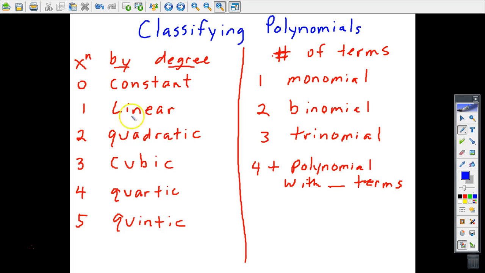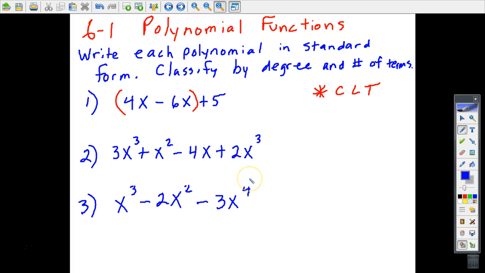This table will be used quite often, and hopefully you'll use it so much that you'll get very familiar. You'll need to know without looking at a table what these different terms are, how they relate to finding the degree, classifying by degree, and then how to classify by the number of terms. All right, so let's get started.